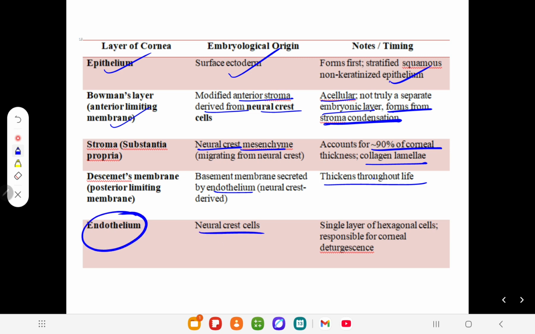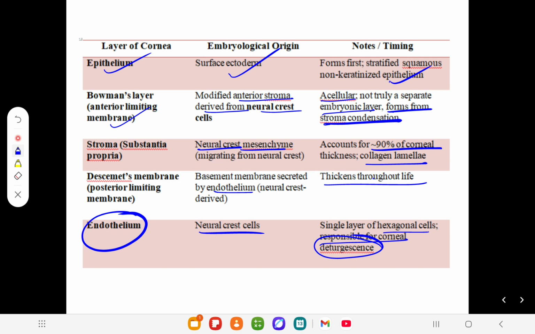So what is the final layer, the endothelium? Definitely again neural crest cells, a single layer of hexagonal cells, responsible for the corneal deturgescence. So many students always ask what do you mean by deturgescence? Deturgescence is something like a relative dehydration state of the cornea, and many times students ask me what is a relative dehydrated state.